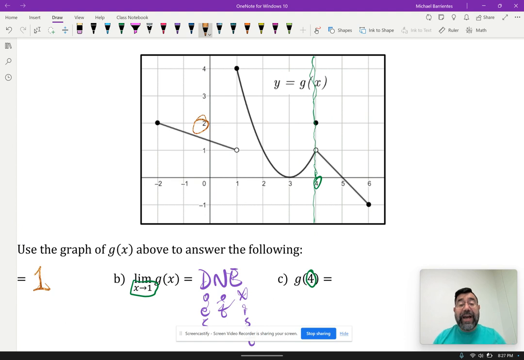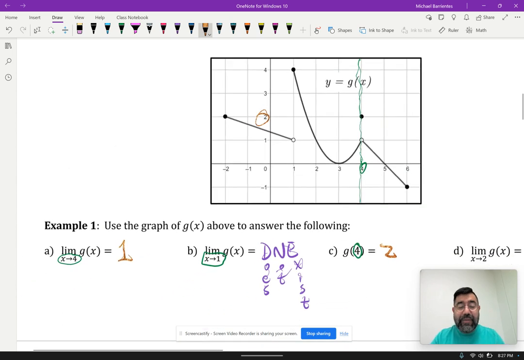So the y value, the specific y value at x equals 4 is 2. So therefore, g of 4 is 2. I don't care what happens on the left side. I don't care what happens on the right side. I care what happens at exactly x equals 4. That's the difference between number 1 and number 2.